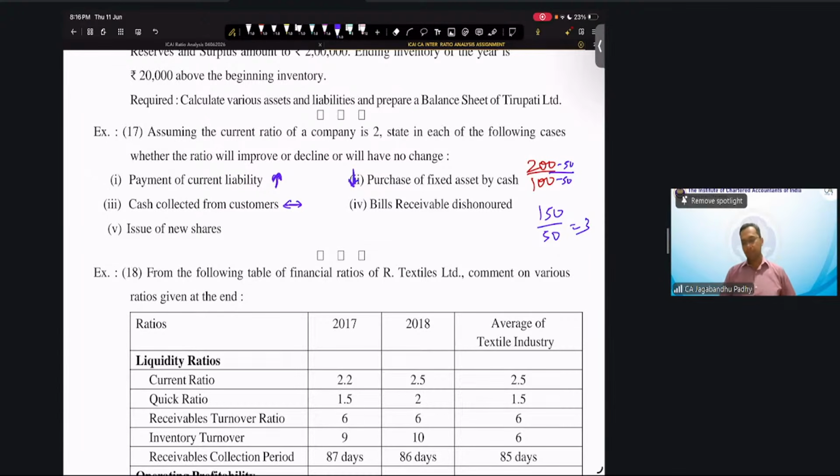Fourth one, bills receivable dishonored. So what will be the case in that situation? Bills that you have received are dishonored. Then of course your bills receivable value will fall and the debtors value will increase. So total current assets remain the same. So there's not going to be any change in your current ratio. Okay. Fifth one, issue of new shares.